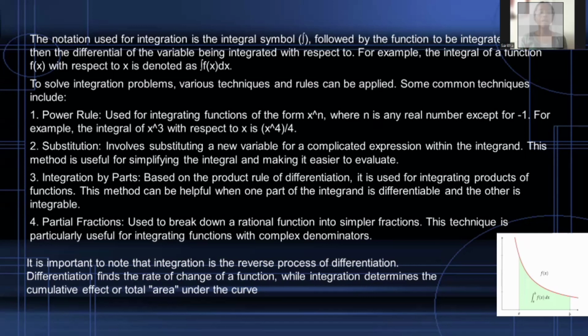of 4 by 4. The substitution method involves substituting a new variable for a complicated expression within the integrand. This method is useful for simplifying the integral and making it easier to evaluate. Integration by parts is based on the product rule of differentiation and is used for integrating products of functions. This method can be helpful when one part of the integrand is differentiable and the other is integrable. Partial fractions are used to break down a rational function into simpler functions. This technique is particularly useful for integrating functions with complex denominators.